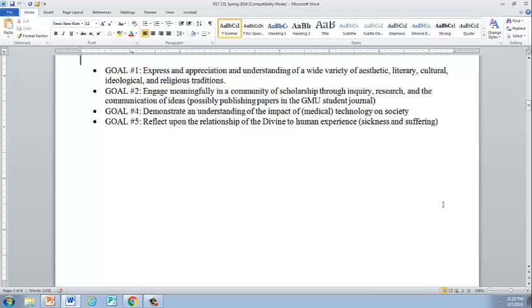Hopefully you can understand the impact of medical technology on society, and you can reflect upon the relationship of the divine to human experience. You know what? Sickness and suffering, and honestly what religion is, are a reaction to humanity and what it means to be human. And sickness and suffering include some profound key questions in human life and in religious life.